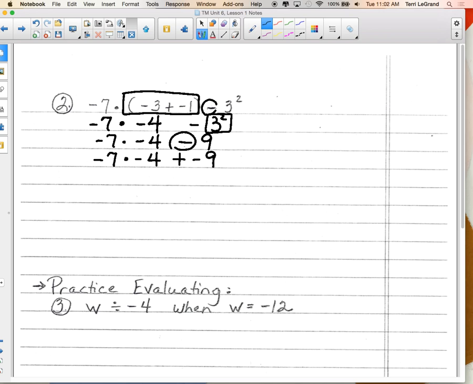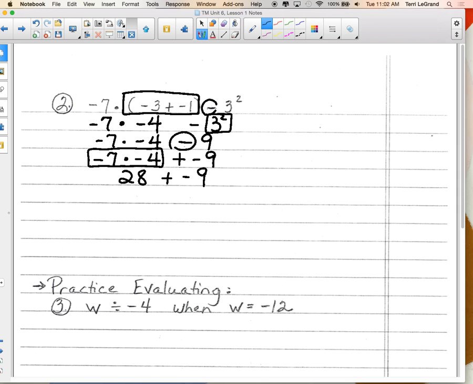Now what's next? Do the negative 7 times negative 4. Yeah, we have to do the multiplication at the beginning here. Multiplication comes before addition. What's a negative times a negative, class? Positive. And 7 times 4 is? 28. 28 plus negative 9. Well, that's the last thing I want to do, isn't it?